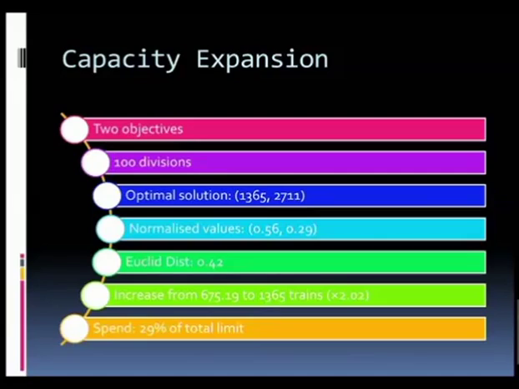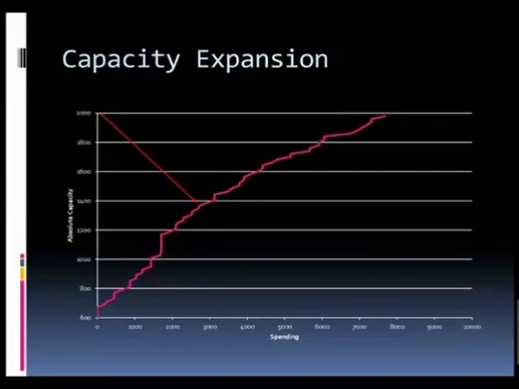So what's interesting about this result is that you have 29% of your budget you're spending to get an improvement of, I think, 60 or 70% of the way along in terms of the absolute capacity increase. So that's the Pareto frontier.